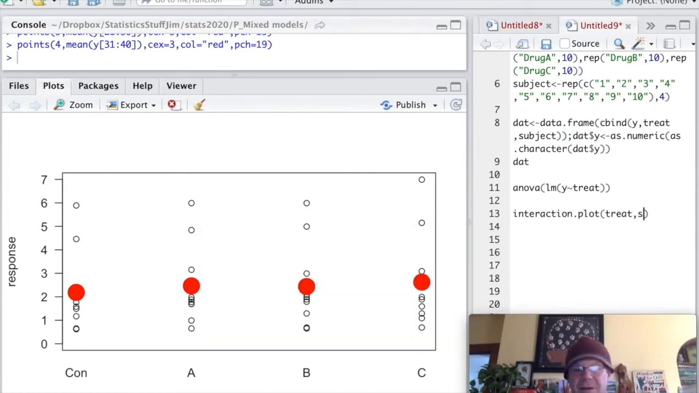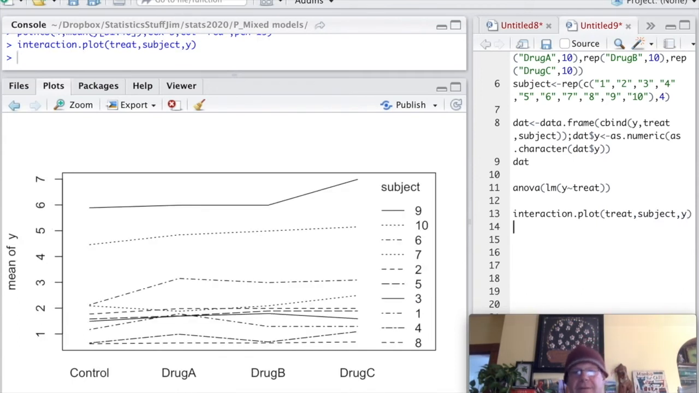Where we have treatment, we have subject, and we have our response as y. There it is as an interaction plot. There's all of our different subjects. And you can see subject 9 overall is just higher than the rest of them. So what we would like to do is remove all of that among-subject variation when we get to the point that we're going to do hypothesis testing. Okay, and again, here are those means. And so again, it's not terribly surprising that we might not detect an effect.